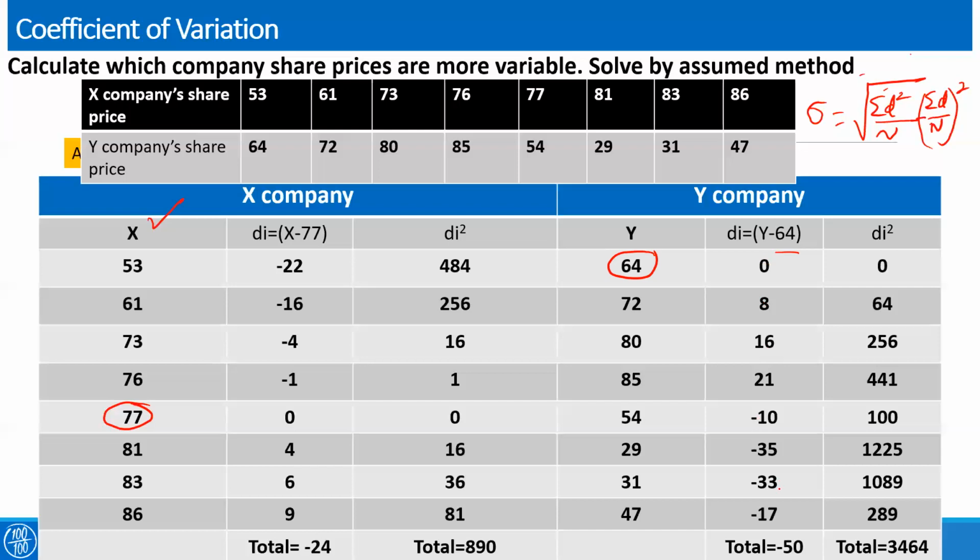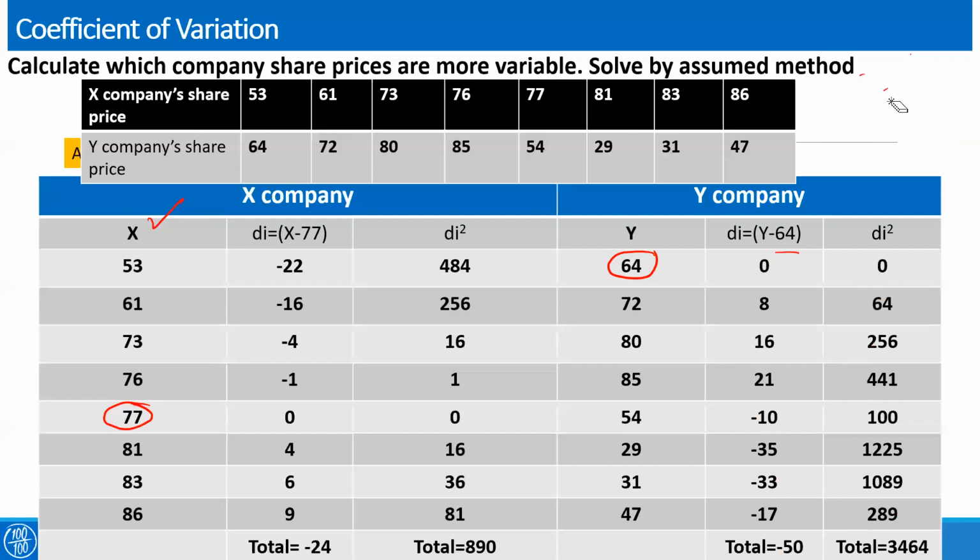Some of the values will come negative, some will come positive, and I'll add them. I'll get the value of summation di, or sigma di. Then I'll square all the values, and you will see that after squaring, the total is coming as 3464. Let's continue that calculation.